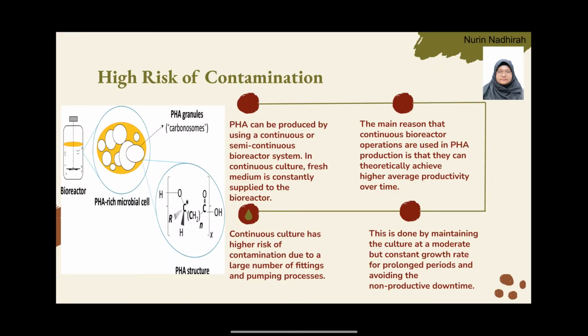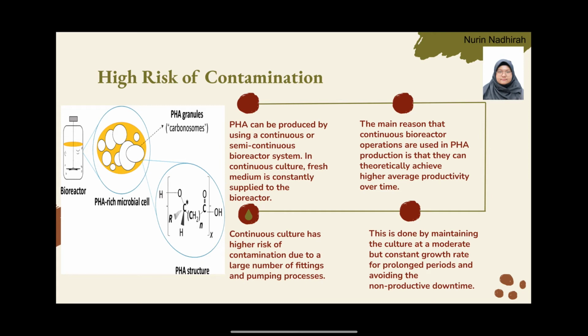First, it has a high risk of contamination. PHAs are a class of renewable, biodegradable and bio-based polymer in the form of polyester that are synthesized by numerous bacteria. PHA can be produced by using a continuous or semi-continuous bioreactor system. In continuous culture, fresh medium is constantly supplied to the bioreactor. The main reason that continuous bioreactor operation is used in PHA production is that it can achieve higher average productivity over time in comparison to a discontinuous process. This is done by maintaining the culture at a moderate but constant growth rate for prolonged periods and avoiding the non-productive downtime that is required for harvest, cleaning, preparation of new medium, sterilization, cooling and culture lag in a discontinuous process.